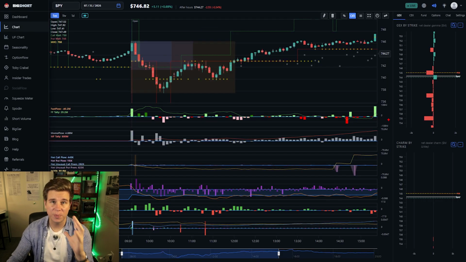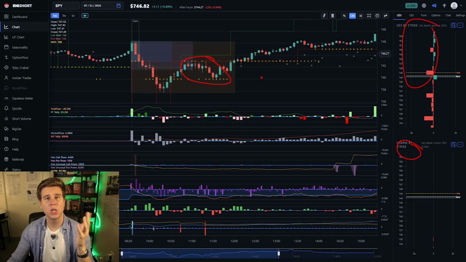And finally, this is a big question we get: improving your entries and exits. Now, I gave you a couple of setups. I gave you a way to look at these indicators. And in the next video, I'm going to give you some of these additional indicators, and GEX and charm by strike, and other things to look at.